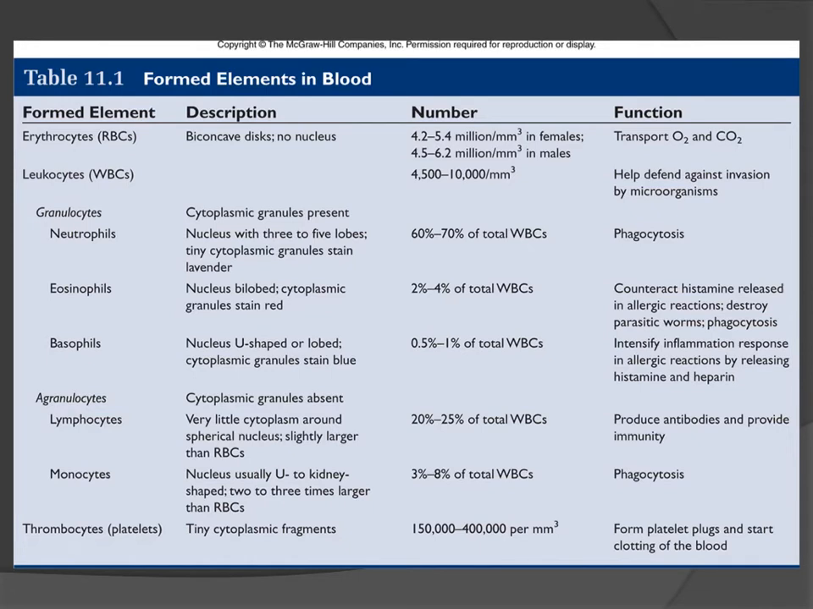But most importantly, pay attention here on this chart. It divides your white blood cells for you, which you do have to know your granulocytes versus your agranulocytes. So your granulocytes are your neutrophils, your eosinophils, and your basophils. And then your agranulocytes are your lymphocytes and your monocytes. And all of those are a type of leukocyte, a white blood cell. So the description and the function is what is important here on this table.